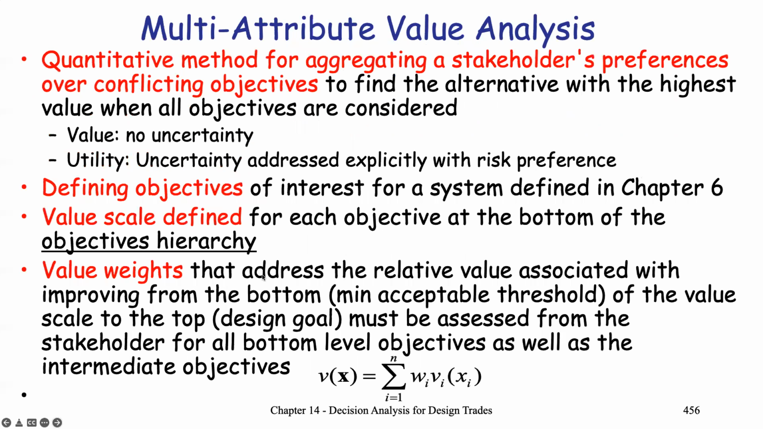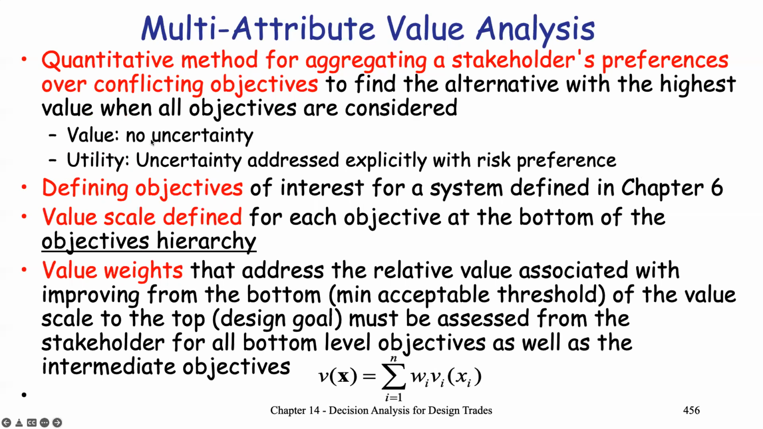I think as we get into examples, this will become clear. What about multi-attribute value analysis? It provides quantitative methods for aggregating a stakeholder's preferences over conflicting objectives. So you can have some weighting factors for each of these objectives, and then a simple addition of those based on the different weights and the different values for each one.